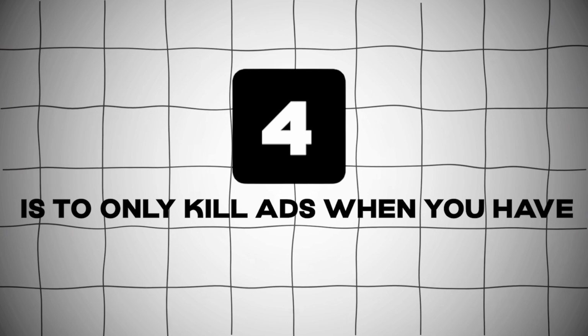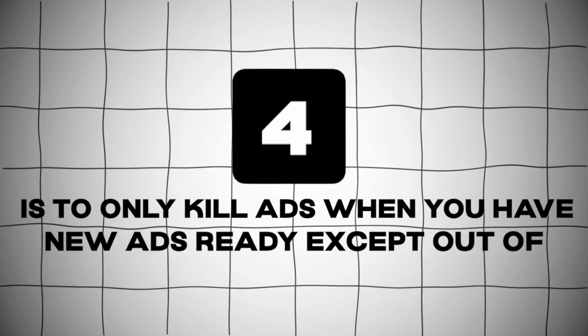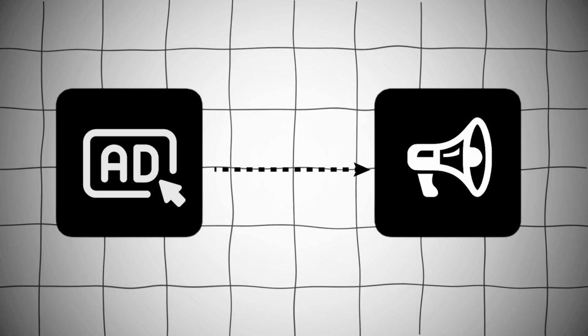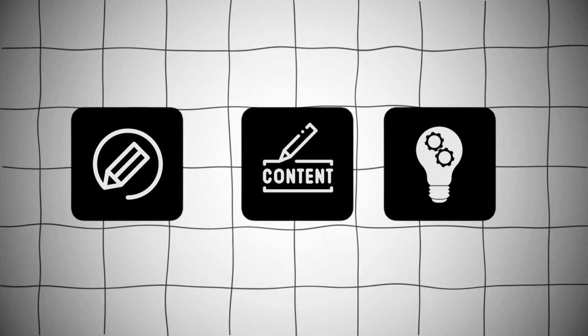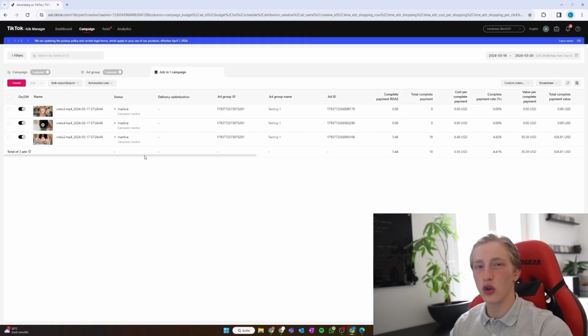And the fourth rule, the last rule, is to only kill ads when you have new ads ready, except out of tight budget reasons. This means you should always have new ads in your testing campaigns for the ones you have killed. So you should always be on your feet, creating new content, creating new concepts to then replace the ads you shut off. Let's take a look at the metrics for my last video as an example.